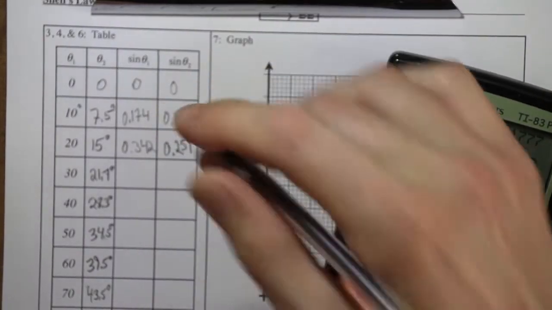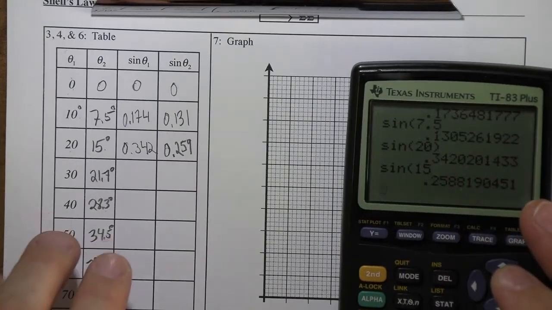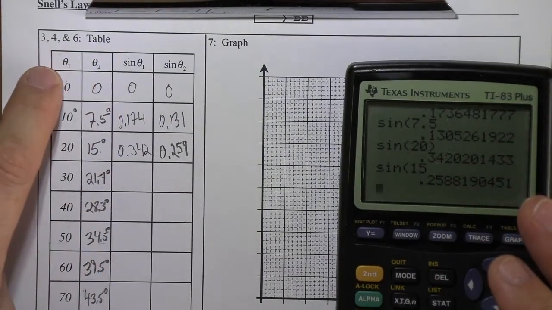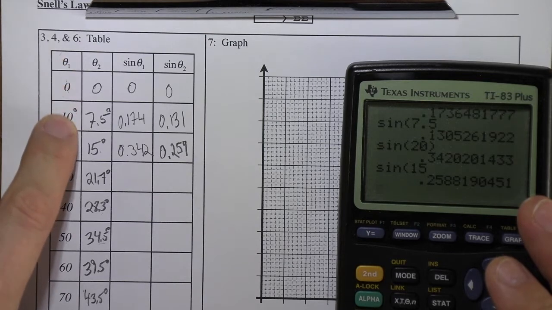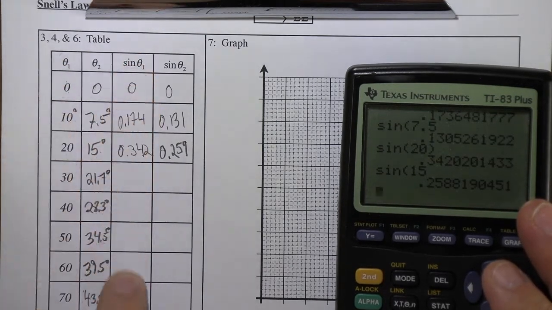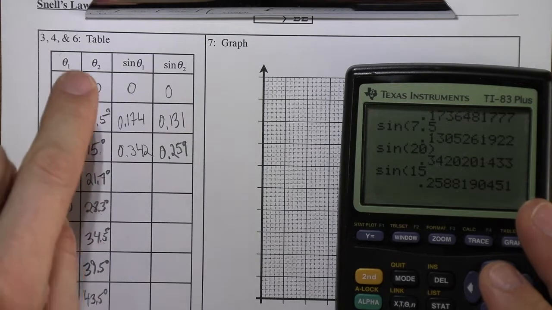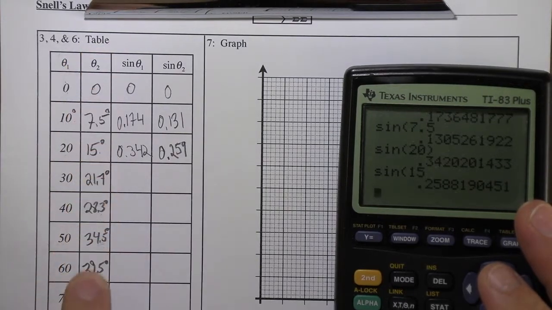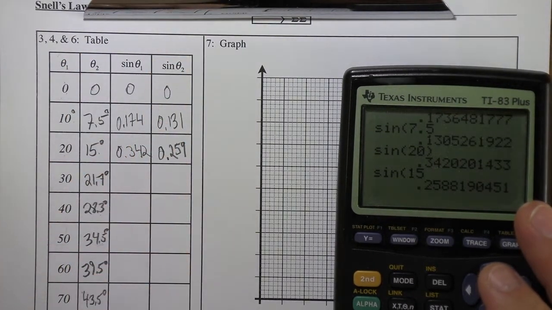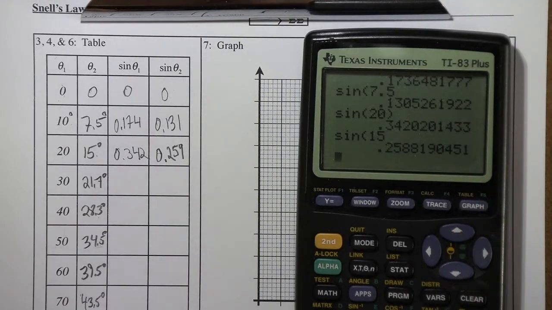So I'm not going to do all of these because yours are all different anyway, but go ahead and do that. Calculate the sine of all of these and fill in this column here. Then calculate the sine of all of these and fill in the column here. So go ahead and do that now.